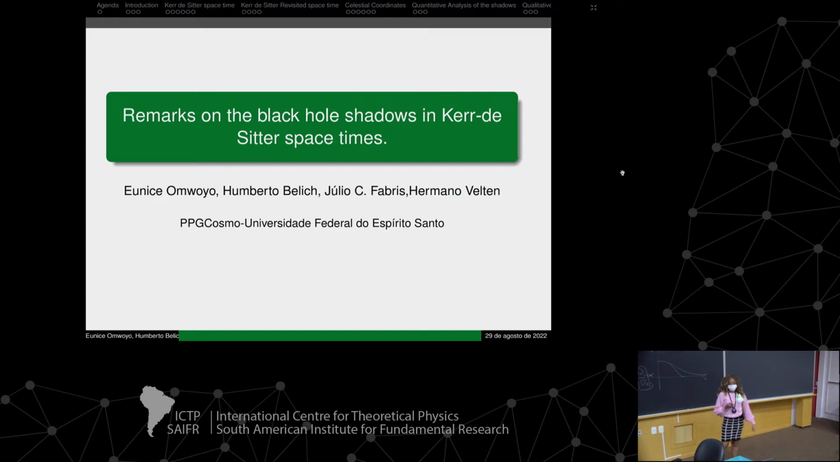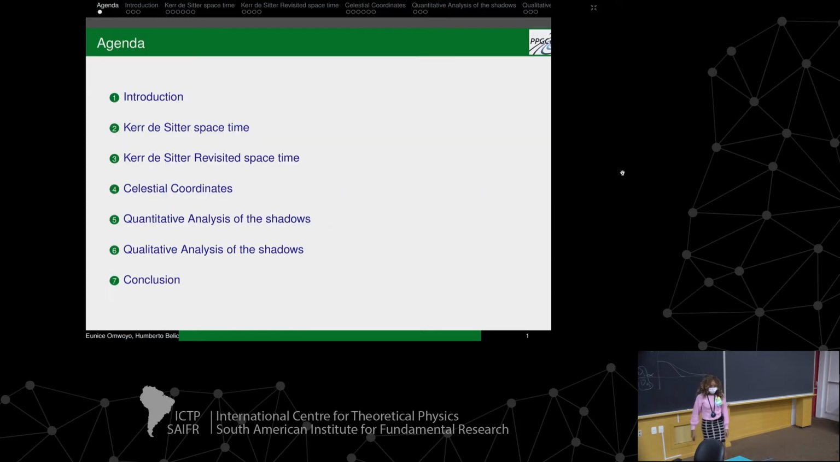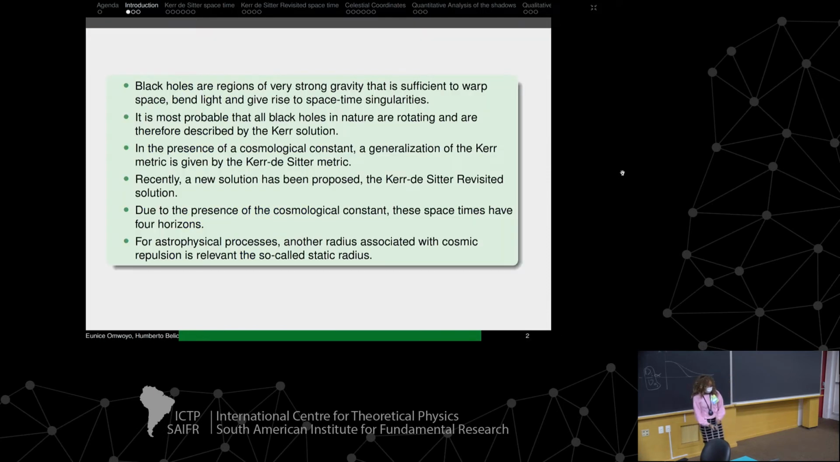This work I have done with Professor Humberto, Giulio, and Emmanuel. They are based in PPG Cosmo. So I will give a brief introduction. I will talk about the Kerr-de Sitter spacetime, the Kerr-de Sitter revisited spacetime, and the celestial coordinates. I will also talk about the quantitative and the qualitative analysis of the black hole shadows, and then give a conclusion.